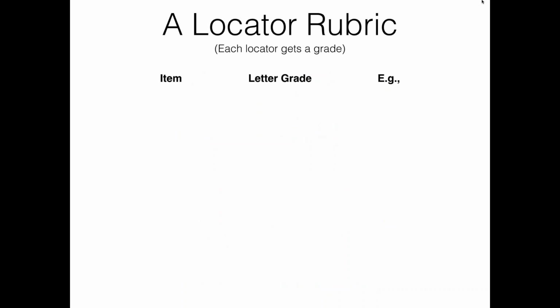So that leads to the locator rubric. The best way to think about this is that instead of starting at 100 and then deducting points, you should look at each locator as getting a grade. Every locator gets a grade. And so I'll start from the worst offenders up to what the gold standard is for locators.